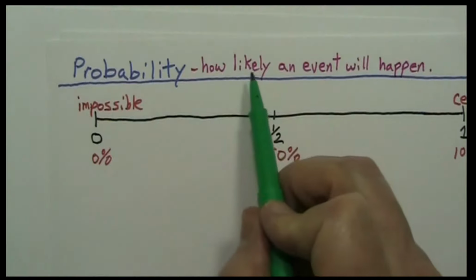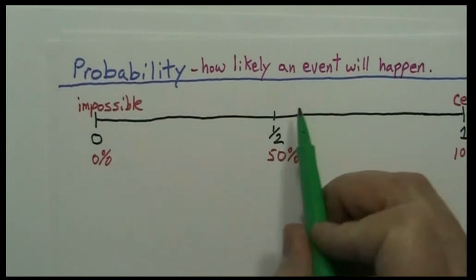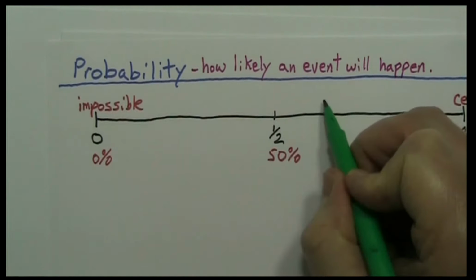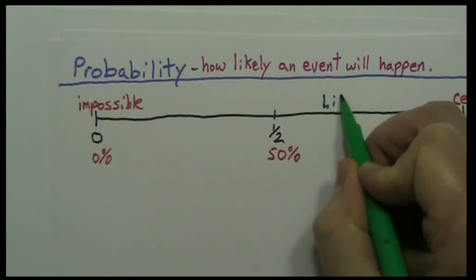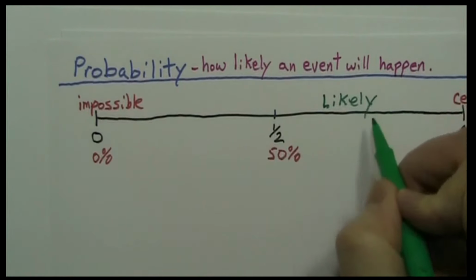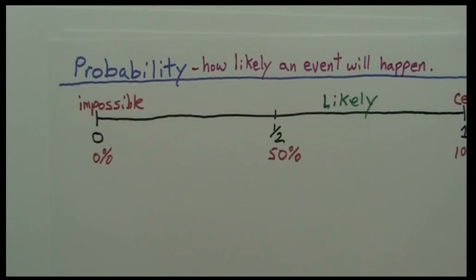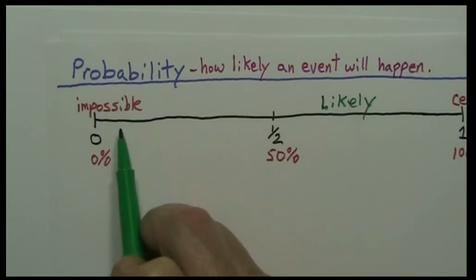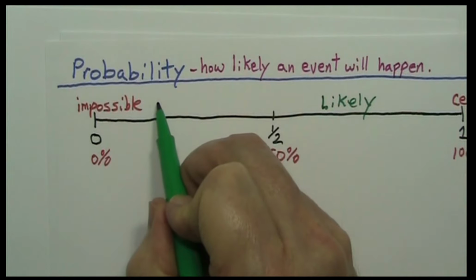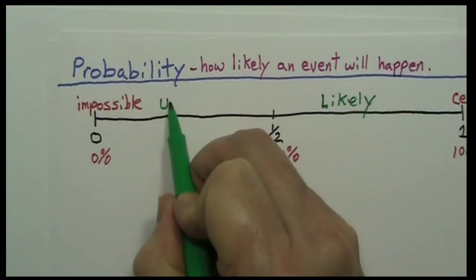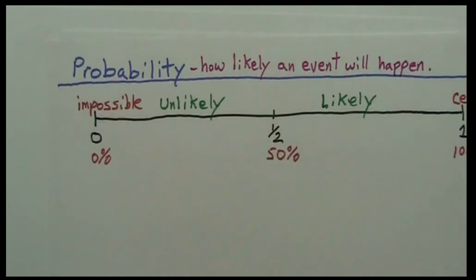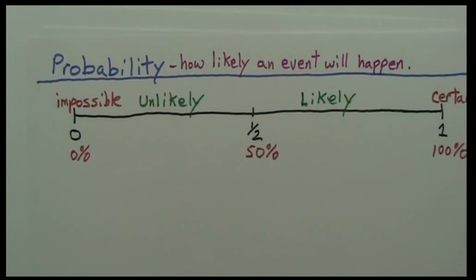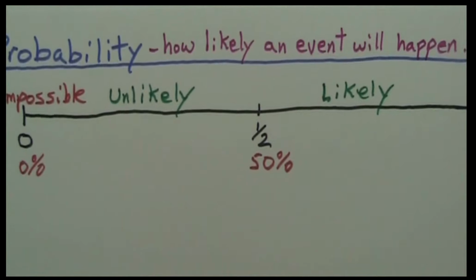Remember, our definition was how likely? Well, if it's more than half, then we say it is likely. I'll use capital L. It's likely to happen. But if it's less than half, then it is unlikely to happen. Okay, so we have likely and unlikely.